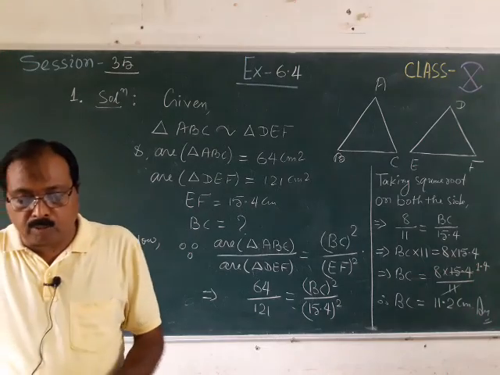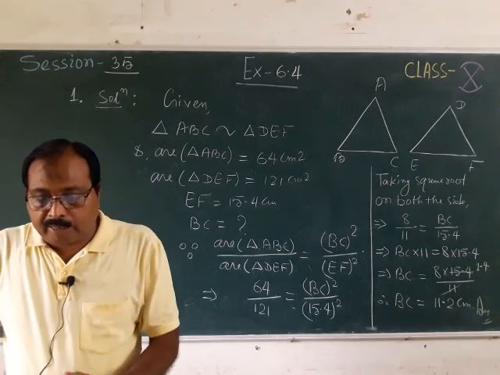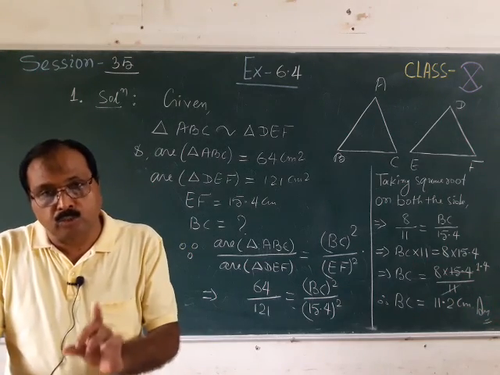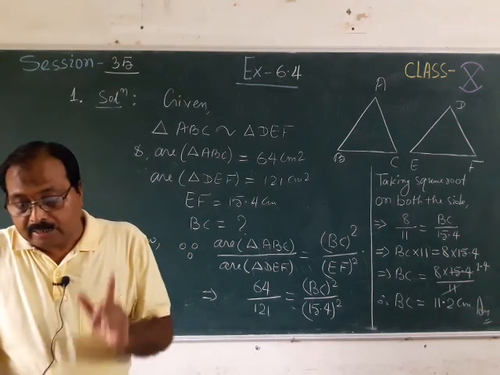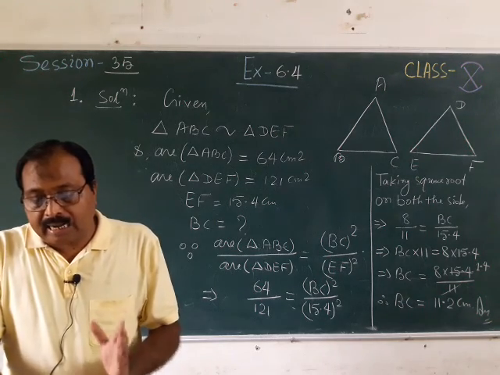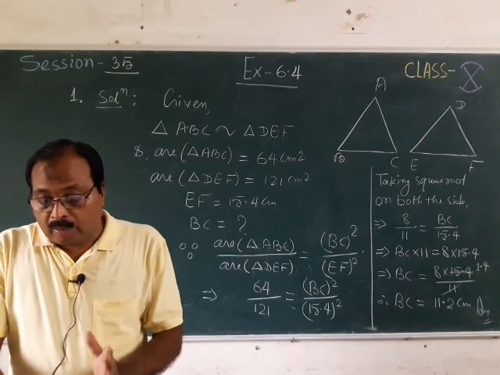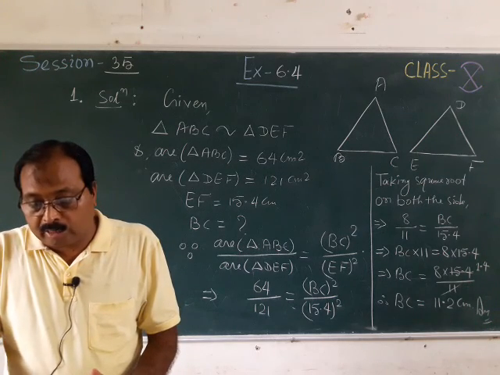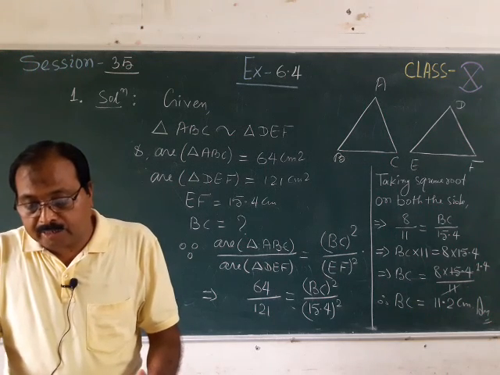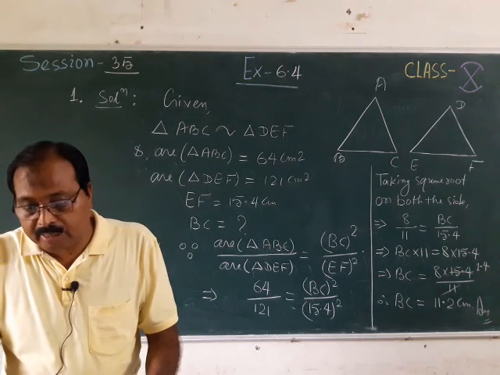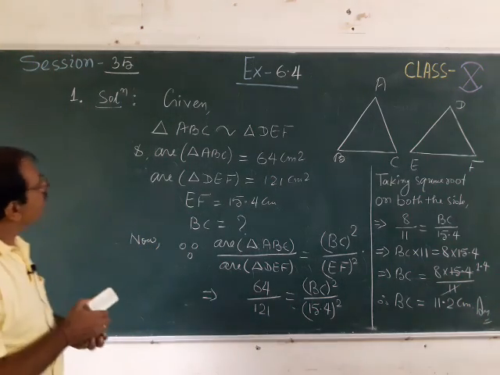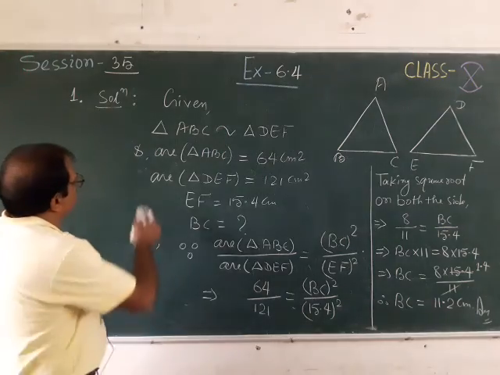In question number 2, what is there? Diagonals of a trapezium ABCD with AB parallel to DC intersect each other at the point O. If the length of AB is equal to twice the length of CD, find the ratio of the areas of triangle AOB and triangle COD. So, let us see this question number 2.